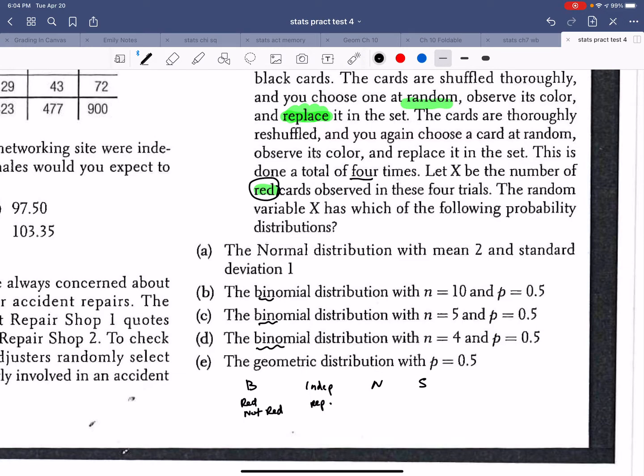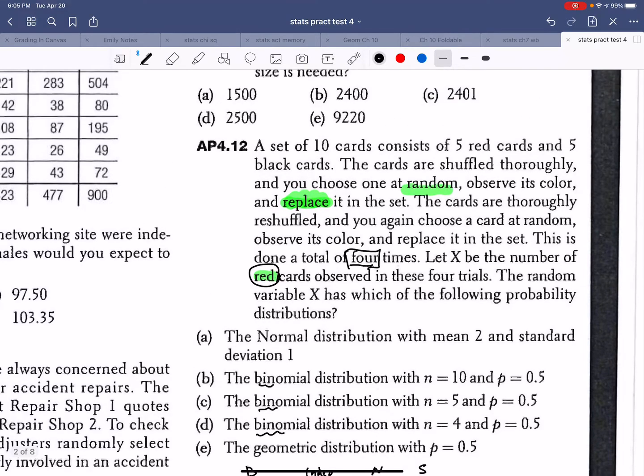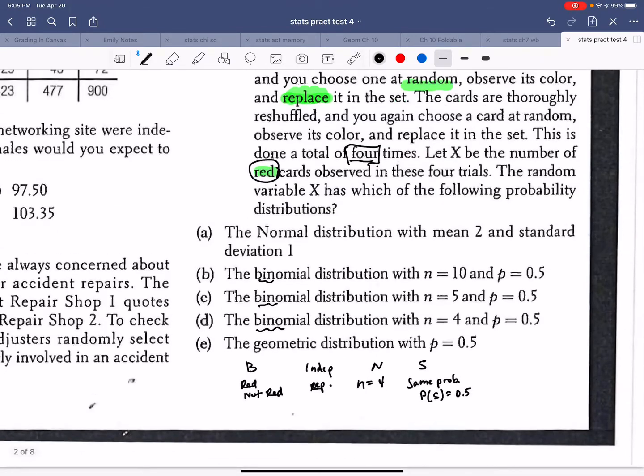And if I draw a card and I totally shuffle it again, it should be independent. Meaning I should have a 50-50 shot of getting a red or a black card each time. And just because I got a red card before and then I shuffle it, it should stay 50% the whole time. N, we know N because it says we're going to do this same iteration 4 times. And S, we know that we have the same probability each time, again, because we have this replacement. And that probability of success would be 0.5 because half the cards are red and half the cards are black.